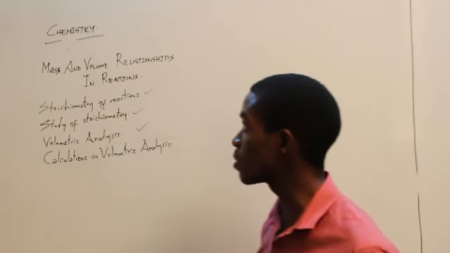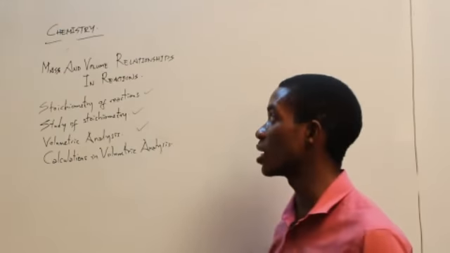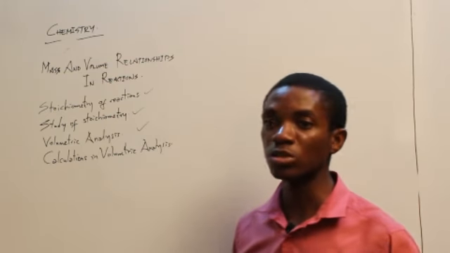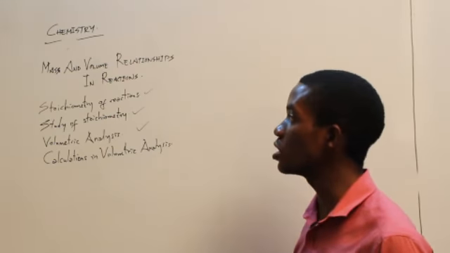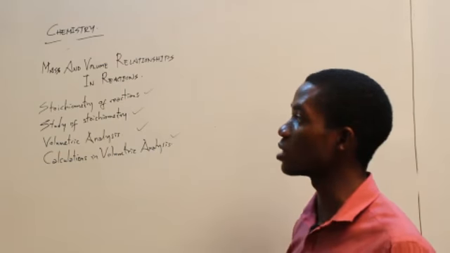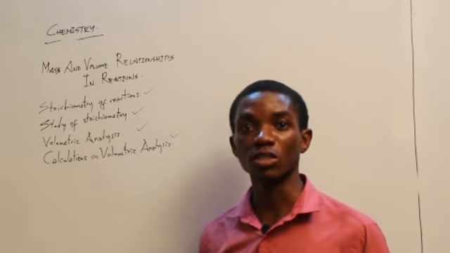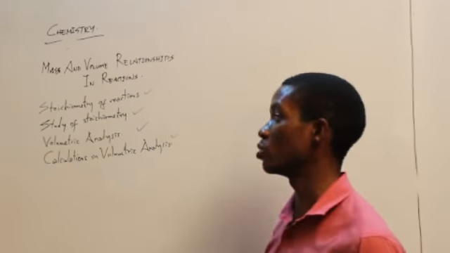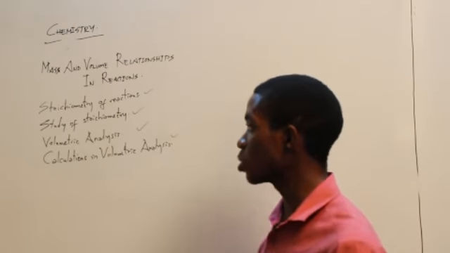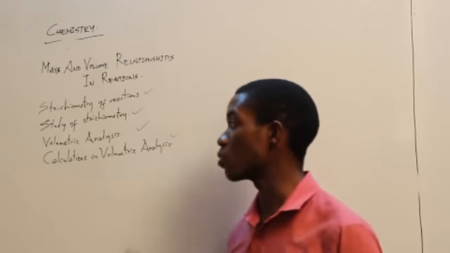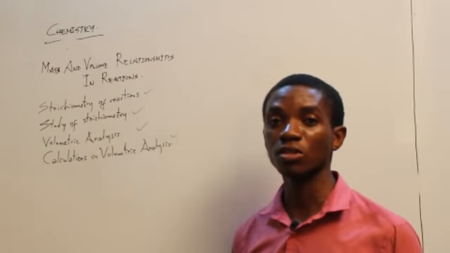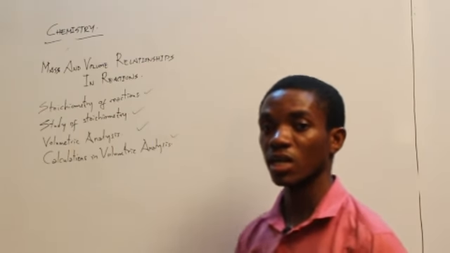So, in this lesson, we studied mass and volume relationship in reactions. We discussed stoichiometry of reactions, then we looked at how stoichiometry is used. Then we also looked at volumetric analysis, and we also did a calculation on volumetric analysis.